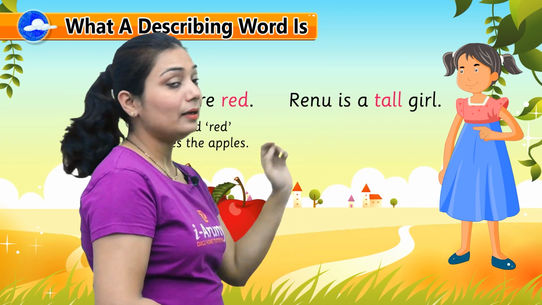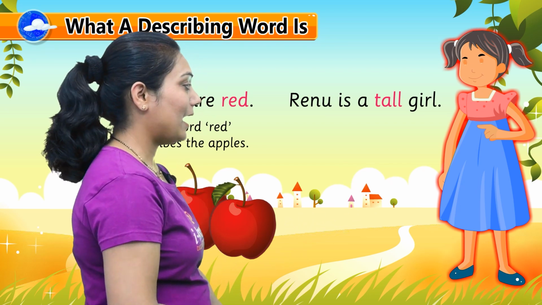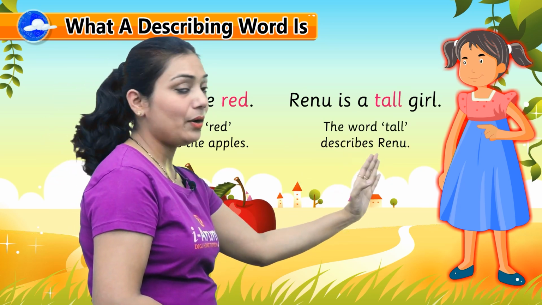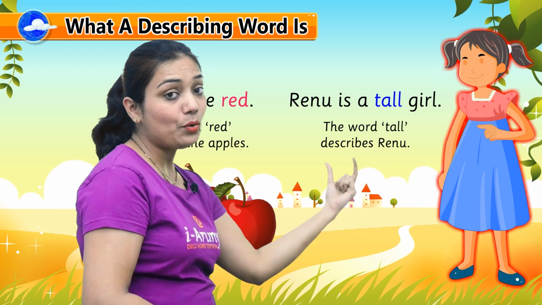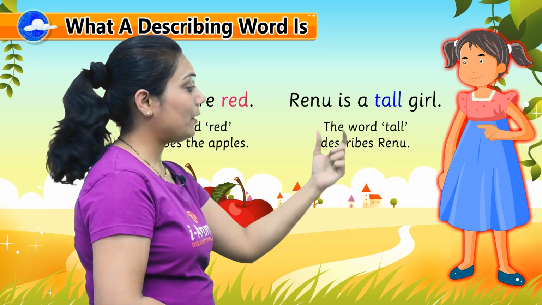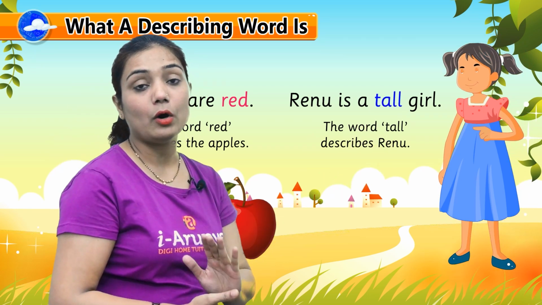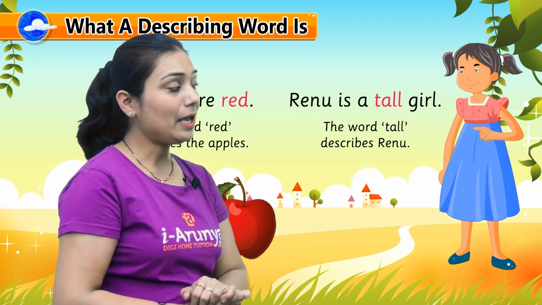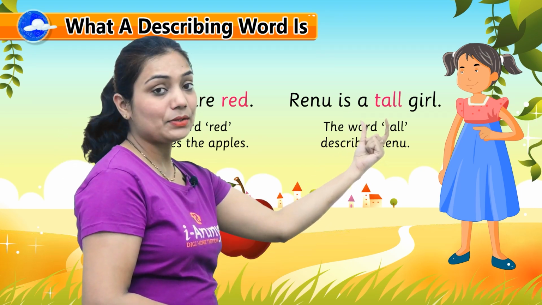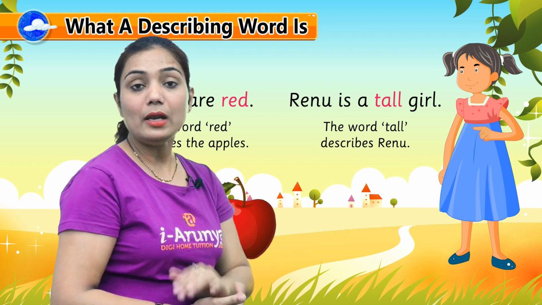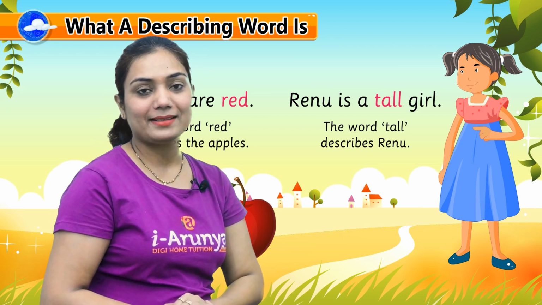Renu is a tall girl. See the Renu? She's a tall girl. Okay? Now, the word tall describes Renu. Yahan pe tall word kise describe karta hai? यहाँ पे tall word रेनू को describe करता है, okay? यहाँ पे रेनू को क्या describe कर रहा है? Tall word. It means here tall is the quality or size of the रेनू, okay? So it is called a describing word. So here tall word is called a describing word. As we all know, the quality or the size of anything is called describing word.